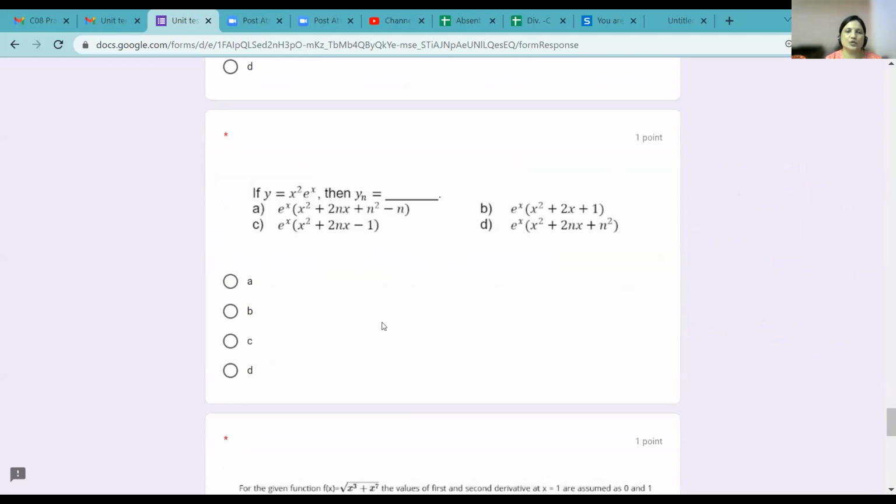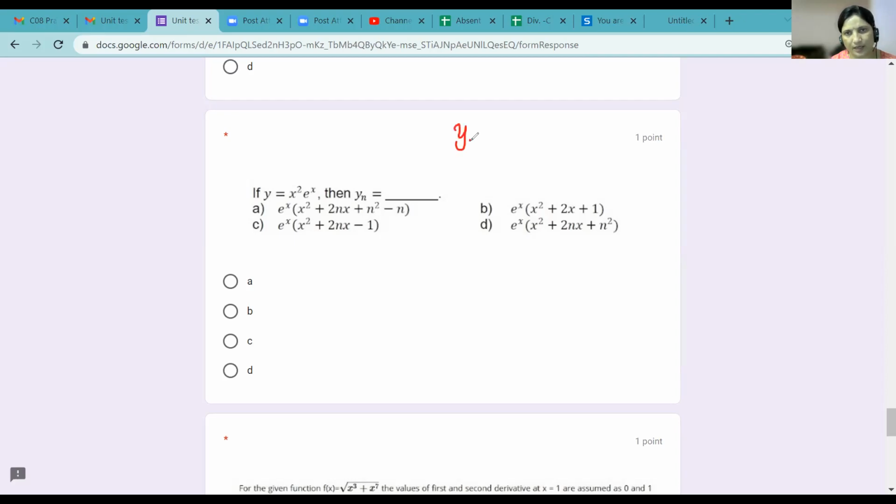Next, x square into e raised to x. Which option is the correct option now? Option A. Yes, n square minus n. Is it correct or wrong? Correct. Okay. Let us start.